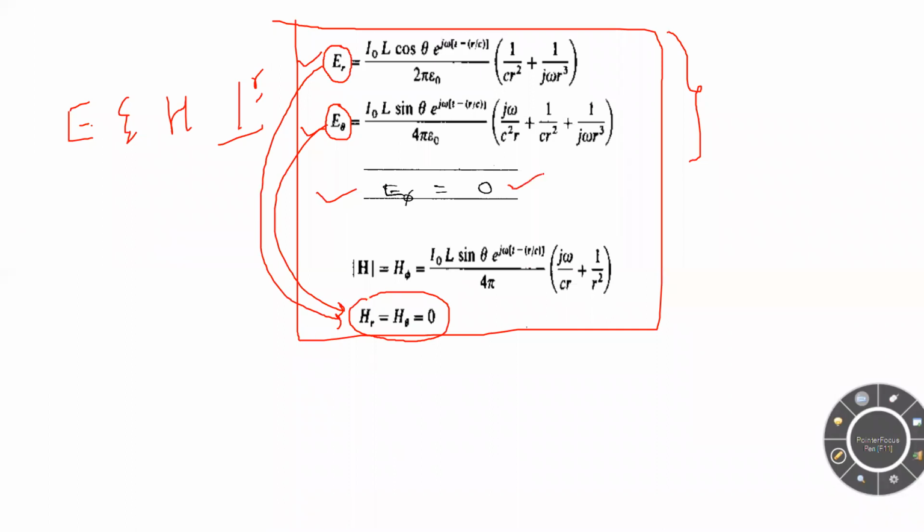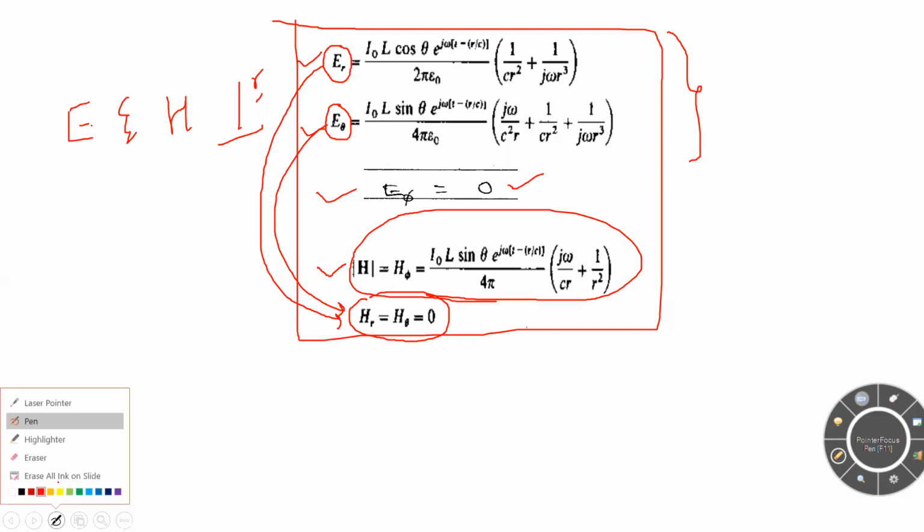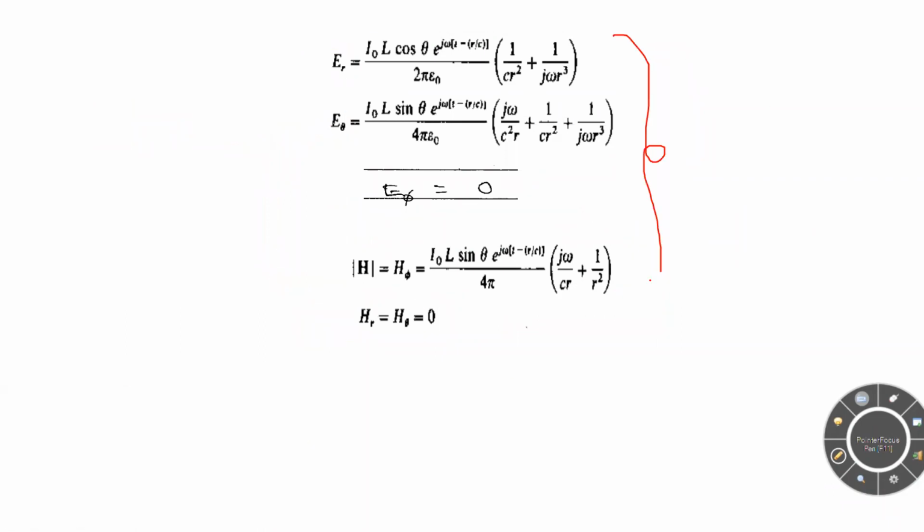So here we have E phi 0. And what about the H phi component? Since E phi is there, it makes a possibility that H phi might be present. So in this case, we have H phi, which is given by this equation. Here, these components, what they have specified, are actually near field components.